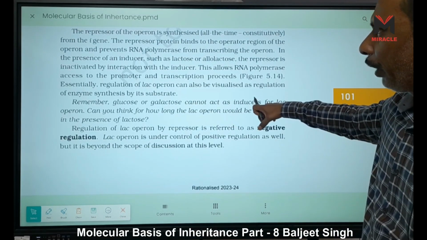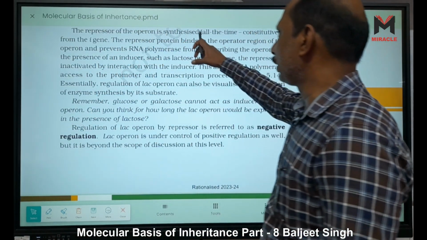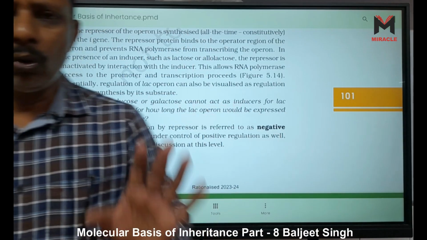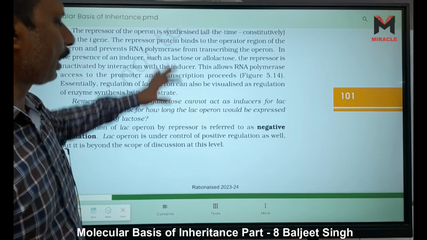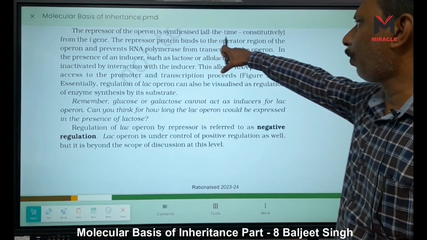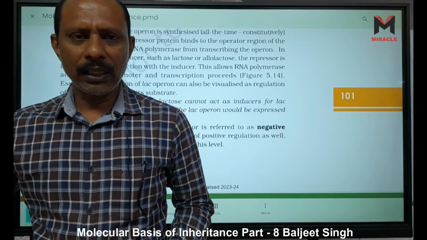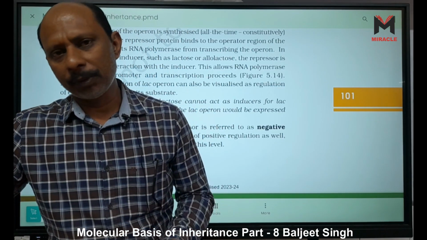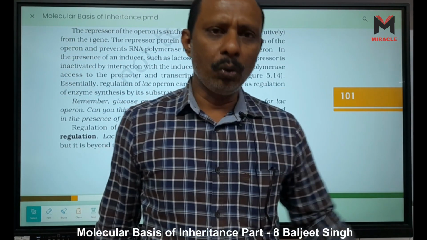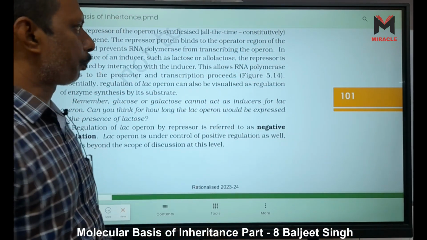The repressor of the operon is synthesized continuously, all the time, and that is called constitutive. The I gene is an example of a constitutive gene because it continuously forms the repressor messenger RNA, and the repressor messenger RNA forms the repressor protein. This protein is continuously formed and continuously binds with the operator gene. So what happens? The lac operon is switched off. It is normally in the switched off position.